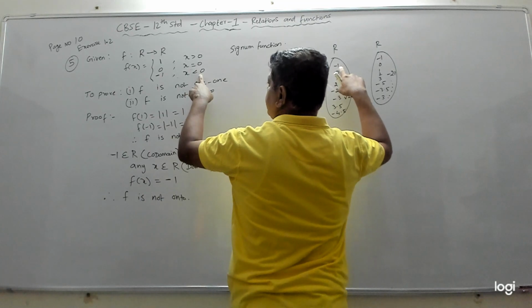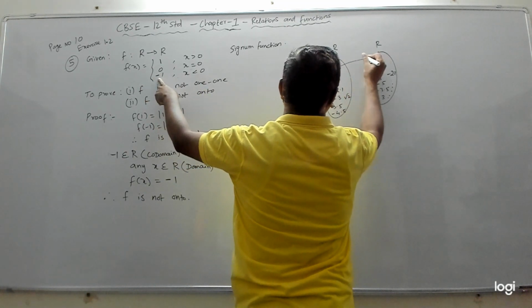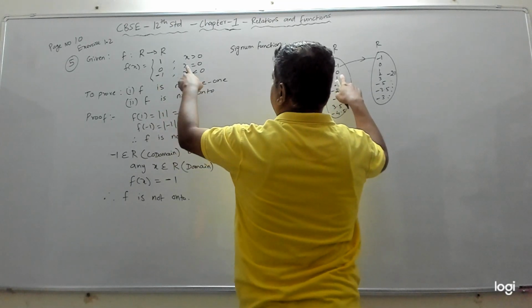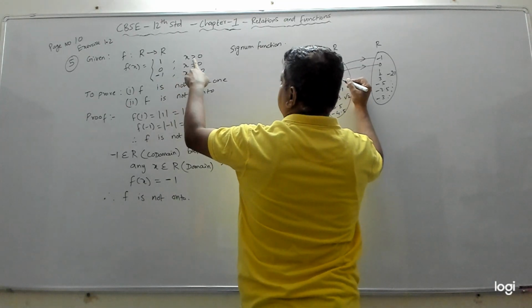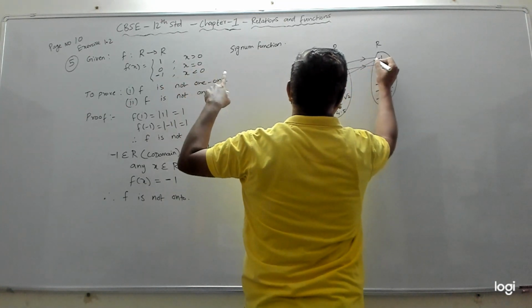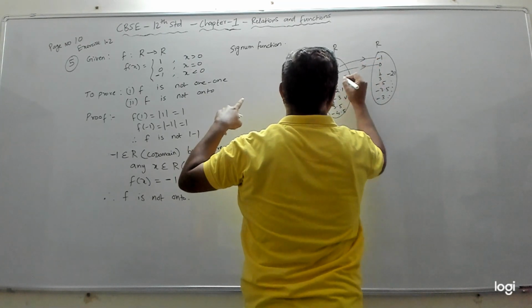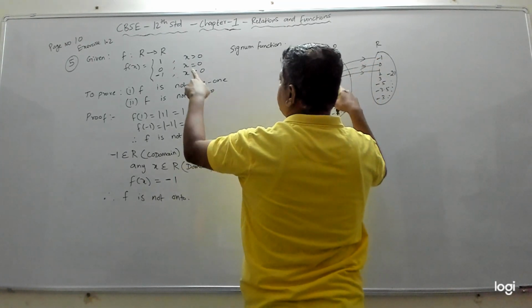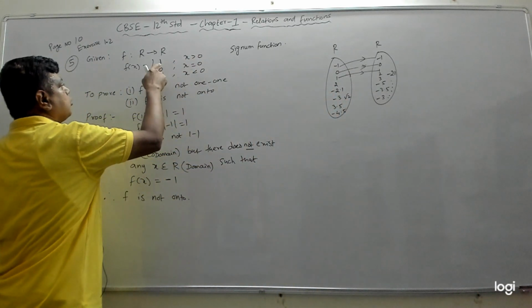Minus 1 means x is negative. X is negative means f of minus 1 will go to minus 1. A negative number will go to minus 1. Now 0: when x is 0, f of x is 0. So 0 will go to 0. 1: x is greater than 0, so 1 will go to 1. 2 is greater than 0. So 2 will go to 1.